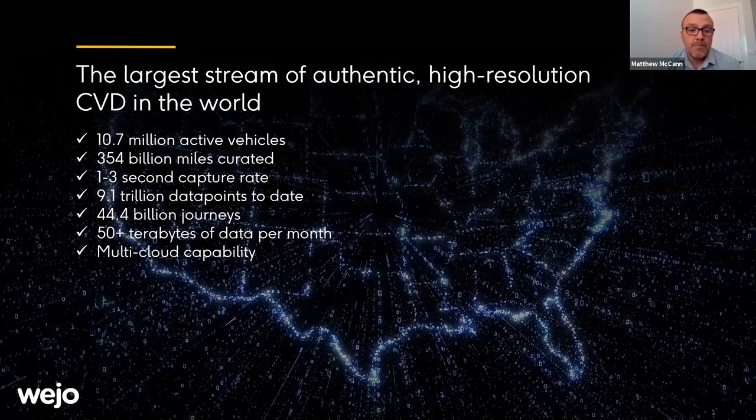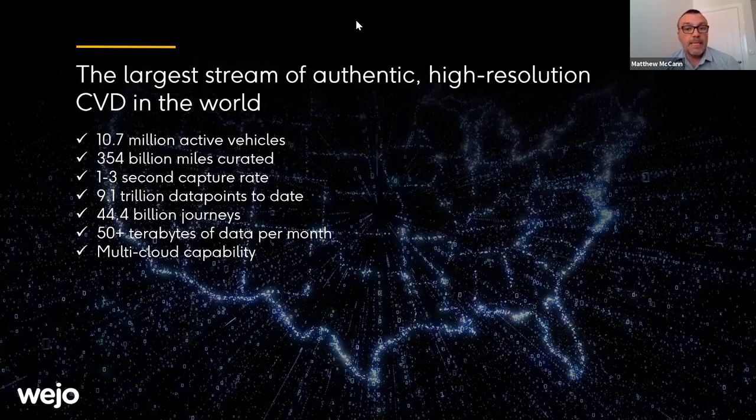We've currently got 10.7 million active vehicles in the US. We curate 354 billion miles so far. We have a capture rate, as I said there, from the vehicle itself of every 1 to 3 seconds. And to date, we've managed to collate 9.1 trillion data points from just under 44.5 billion journeys.